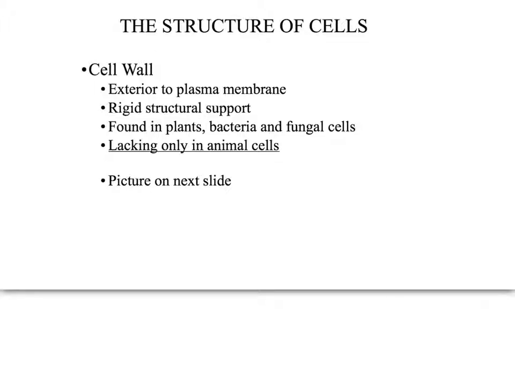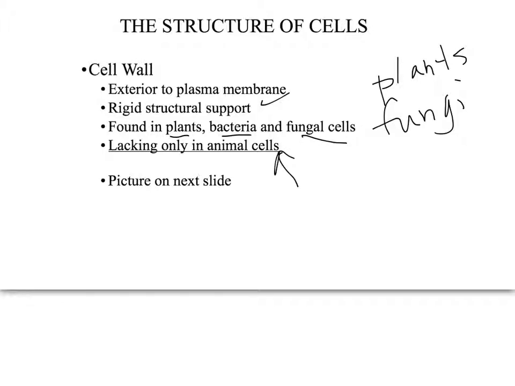Cell walls are found in plants. They can also be found in fungi. Fungi, I mean like mushrooms, but also microscopic fungi that you don't necessarily see. Anytime you have something fuzzy growing in your fridge, that's a fungus. They're outside the plasma membrane and provide structure. So cell walls are in plant, bacteria, and fungal cells, but not in animal cells.